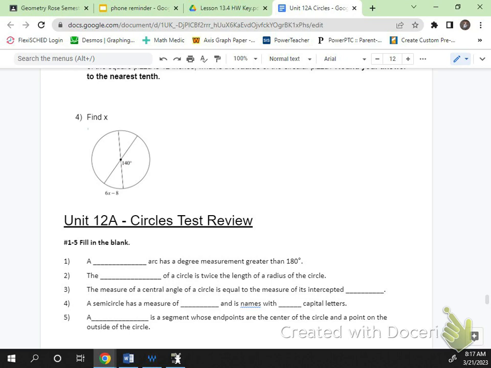Let's look at number 4, because you're going to see stuff like this on your tests and in your review today. This whole thing is what? The red line. What is it in a circle? Diameter. And a diameter, what would this arc be? 180. So if I know a portion of it is 140, what is that angle? 40. But remember, the arc measure here is equal to the angle across from it.